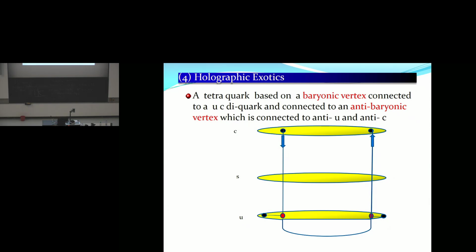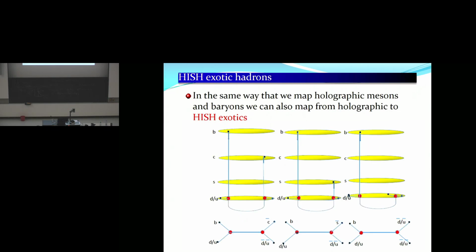The last and fourth example is exotic hadrons, so you can construct all kinds of exotics. In particular, a tetraquark in this model will be built from a string connecting a diquark and an anti-diquark. This is a particular example. And in the Hish picture, it goes into this stringy configuration, as I said, between a diquark and an anti-diquark, with various options.